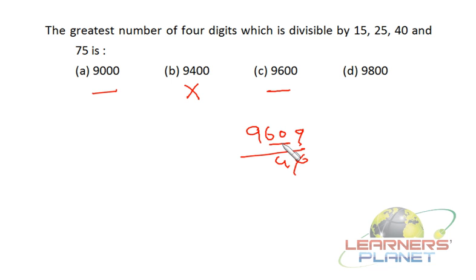the 00 is cancelled, and the last two digits are divisible by 4. That means 9600 is divisible by all of them. So it can be a right choice. Now let's see 9800: 9 plus 8 is 17, that means it doesn't clear the divisibility test of 3, so it cannot be the right choice. Now we are left with two options, and since we are asked for the greatest number, the greater of the two is 9600, so it will be the correct choice. Okay friends, so even without paperwork this problem can be solved.